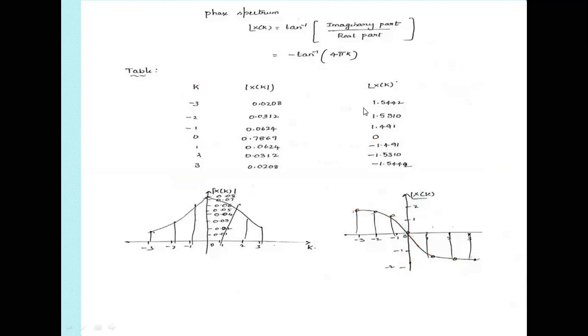So this is the way we can find, for any given function, the trigonometric Fourier series, the compact trigonometric Fourier series, and the exponential Fourier series, and how we can find the magnitude and the phase for the given exponential functions.